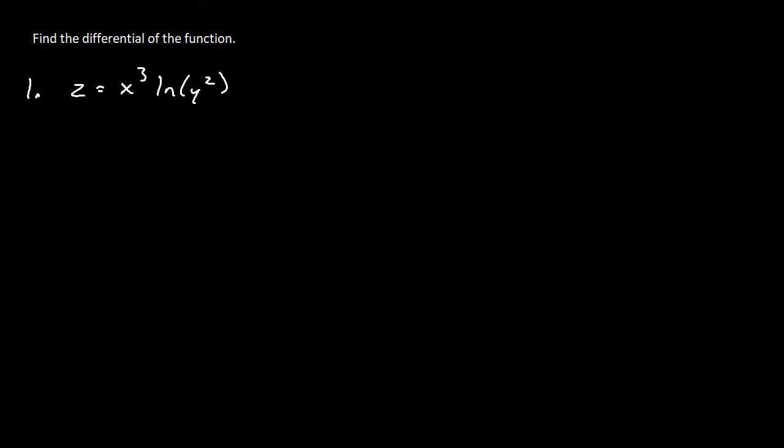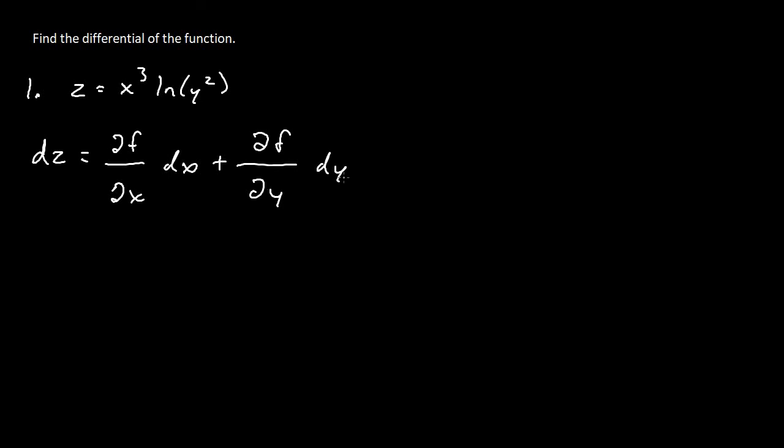So number 1, we have z equals x cubed times ln of y squared. Once again, in this case we have a 2 variable input function, so both x and y. So dz is going to equal the partial derivative of f with respect to x dx, plus the partial derivative of f with respect to y dy. Let's find the partial derivative with respect to x first. We can also write it as f sub x. This time x is the variable, y is the constant. So the derivative of x cubed is 3x squared multiplied by the constant ln of y squared.